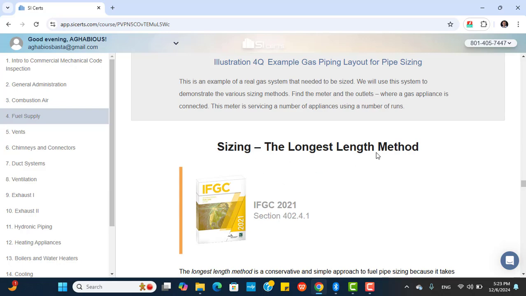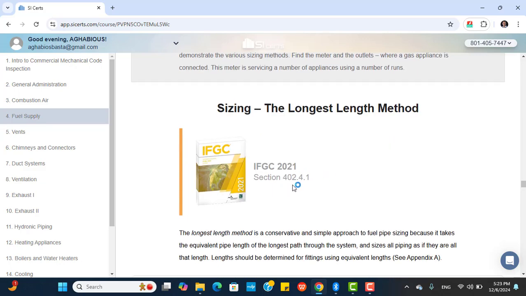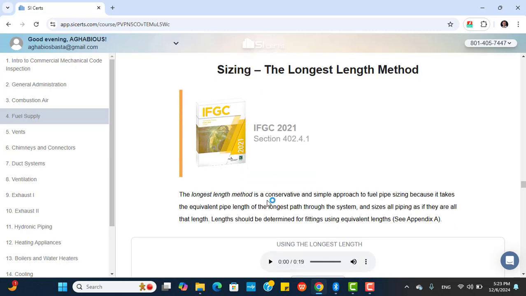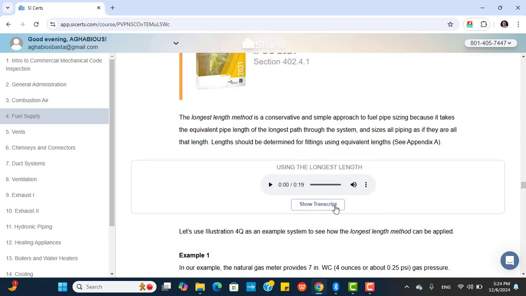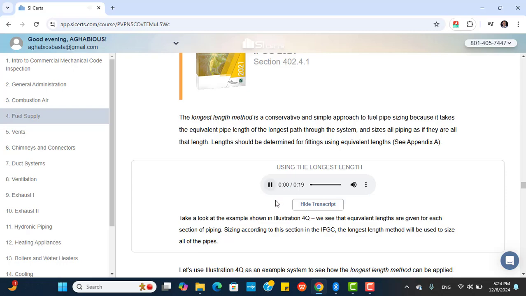Sizing: this first method is the longest length method, International Fuel Gas Code 2021 section 402.4.1. The longest length method is a conservative and simple approach to fuel pipe sizing because it takes the equivalent pipe length of the longest path through the system and sizes all piping as if it is that length. Lengths should be determined for fittings using the equivalent longest length. See the appendix.